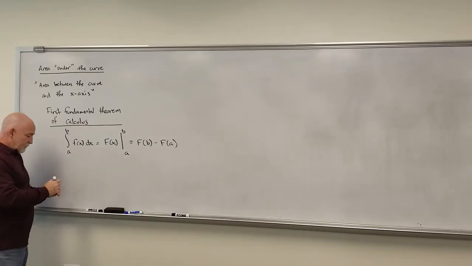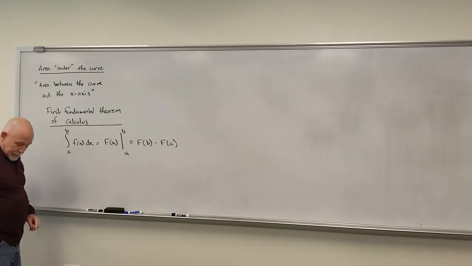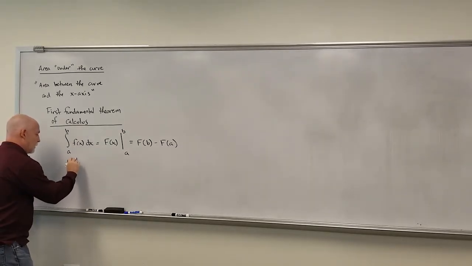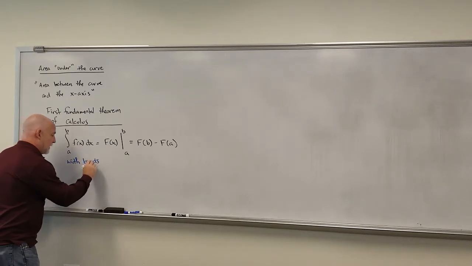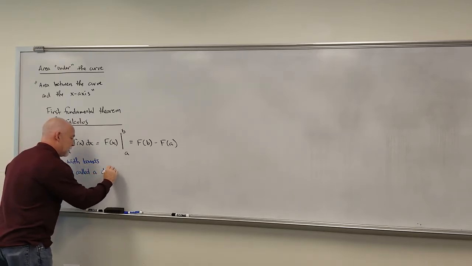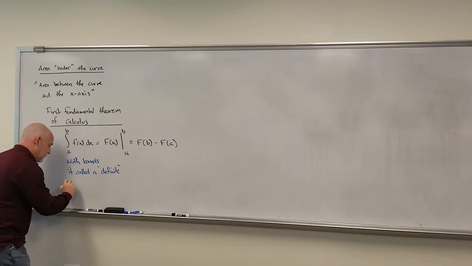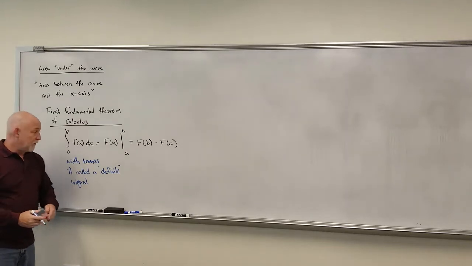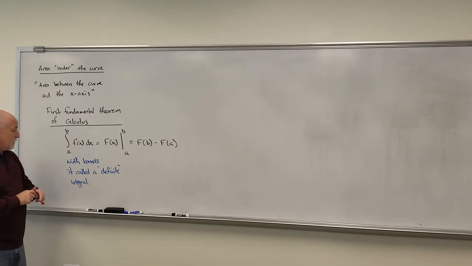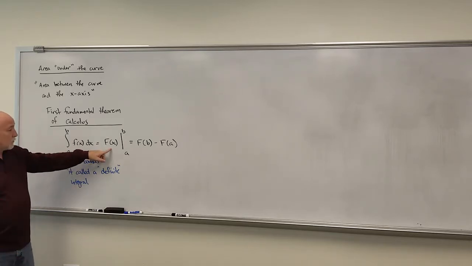When you have bounds on an integral, it's called a definite integral. So guess what? The integrals that we've seen before that didn't have bounds on there are called indefinite integrals. So if it has bounds, it's called a definite integral, which means you need to evaluate the integral or the antiderivative at the top endpoint minus the bottom endpoint.